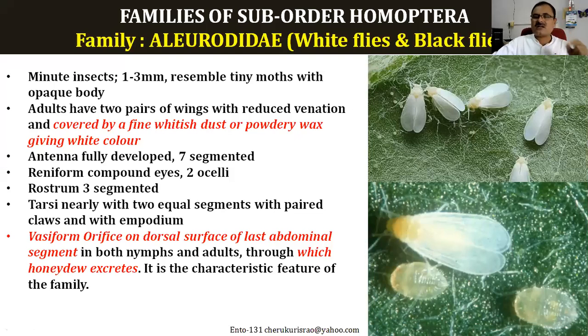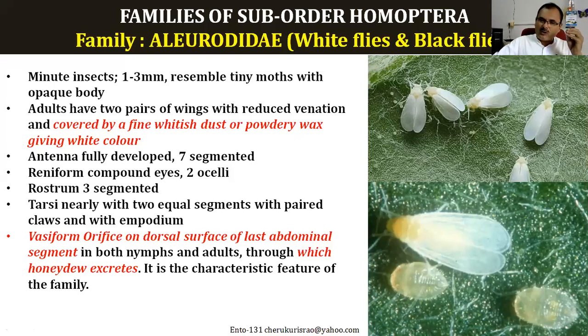And taxonomically, the most important character is they have a vasiform orifice. Orifice means a hole kind of structure. The vasiform orifice is on the dorsal surface of the last abdominal segment. This is the most important taxonomic character.